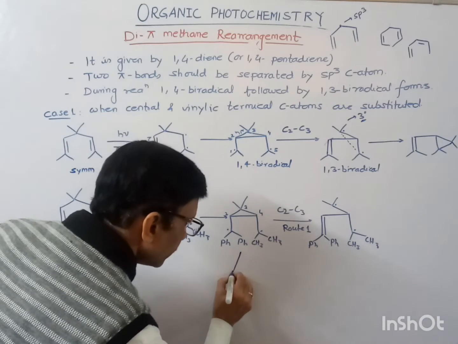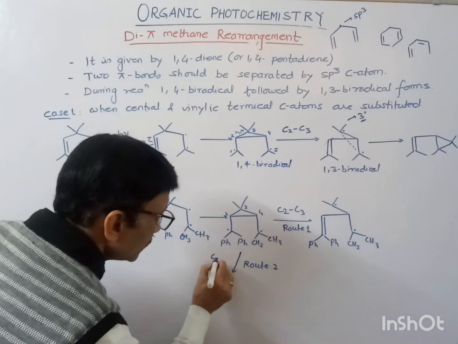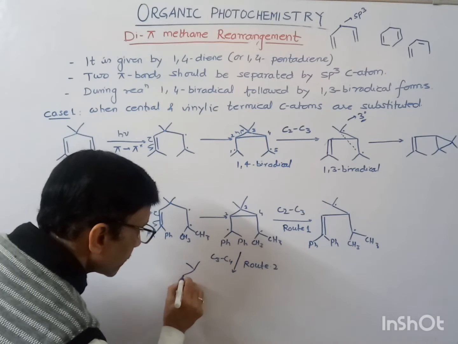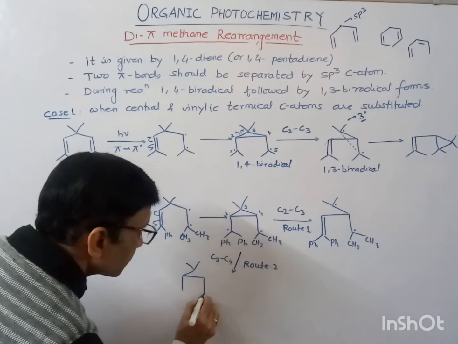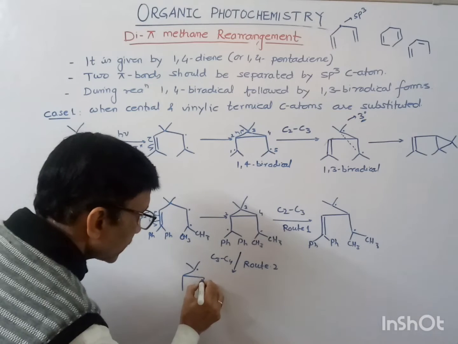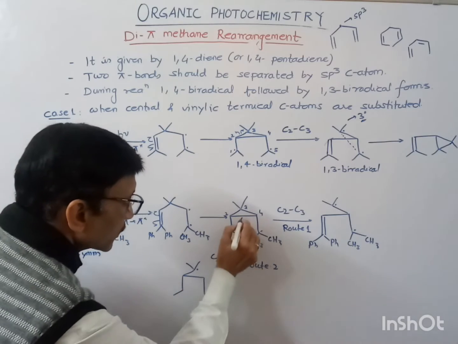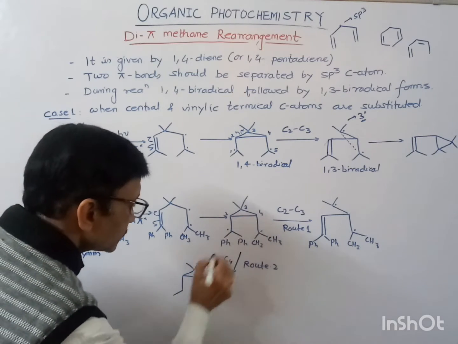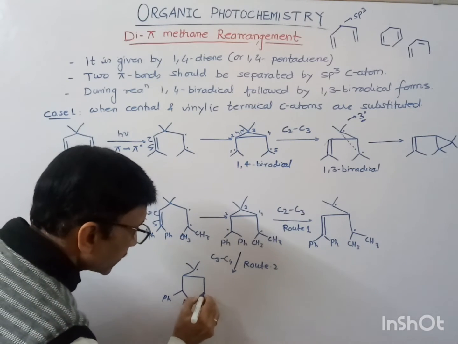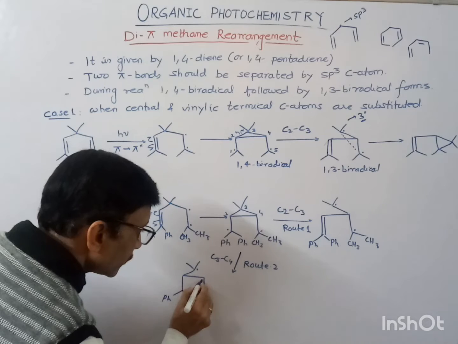Now another route that we may follow, this is route 2. If C3 and C4 break, then one radical is at this position, and another radical is present at C4. We have a radical at C4. So this radical over here and the radical at C4, these two radicals will form a bond.